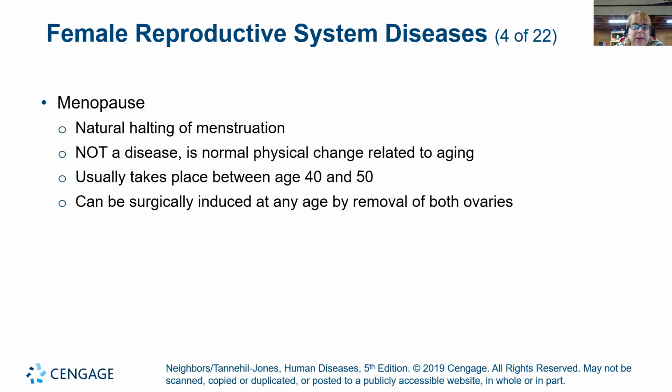So menopause is considered the natural halting of menstruation. Okay, it's not a disease, it's just a normal physical change related to aging that all women go through. It usually takes place between the ages of 40 and 50, and sometimes it takes a while. It is officially called when a woman goes for 1 year without having a menstrual cycle. So you could have 1 year where you have 2 menstrual cycles, you could have 1 year where you have 4, but as soon as you go a full 12 months without having a menstrual cycle, it's considered menopause.